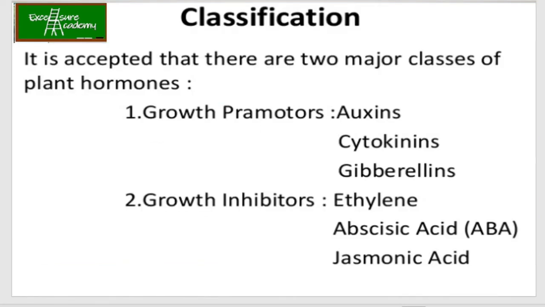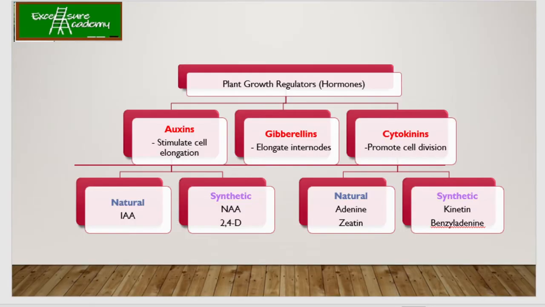Before we proceed with the auxins, we have already discussed in the previous lecture what the different types of phytohormones present are. So we have the growth promoters: auxins, cytokinins and gibberellins, and growth inhibitors: ethylene, abscisic acid and jasmonic acid. Guys, please remember, because these two categories are really very important from the exam point of view.